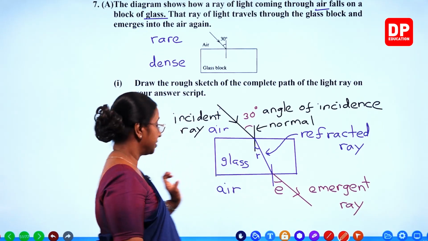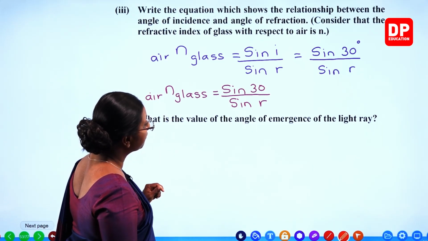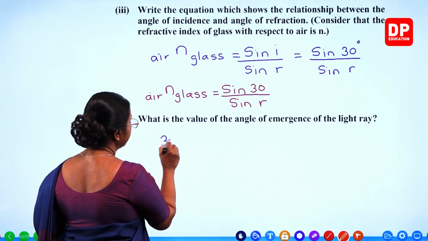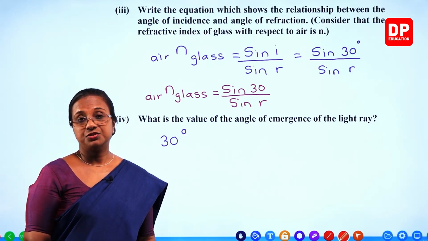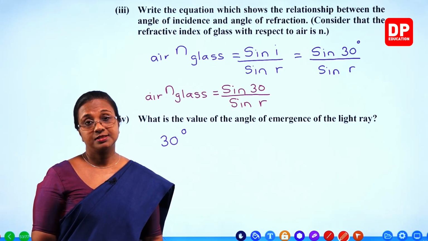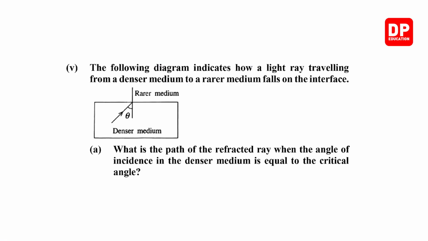Is that clear, students? So, what is the value of the angle of emergence of the light ray? It is going to be 30 degrees. Is that clear, students? So, that is how refraction occurs. With that, I'll move on to the next part. This is part 5 of the question.